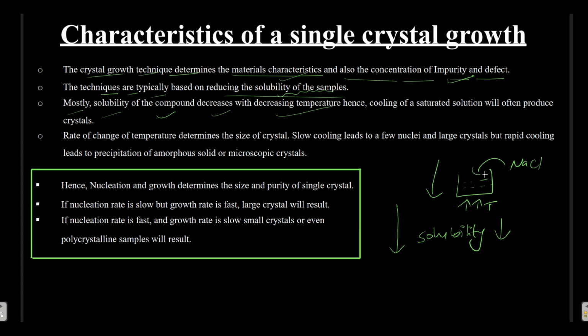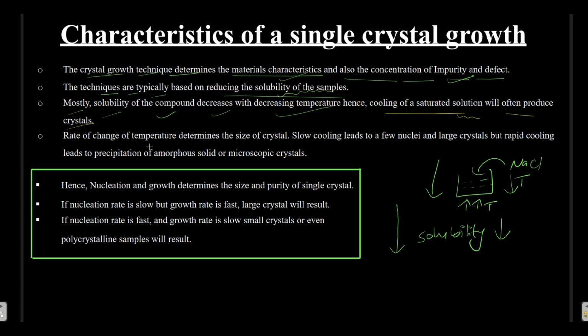So we can simply say that in reverse, if temperature is decreasing, then the solubility will also decline. Hence, once a saturated solution is formed and if we cool it, then that often produces crystals. So I've already spoiled it. Cooling of a saturated solution will often produce crystal. That is the process to form crystal.